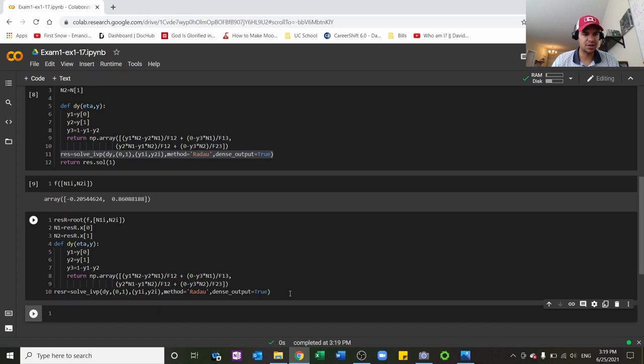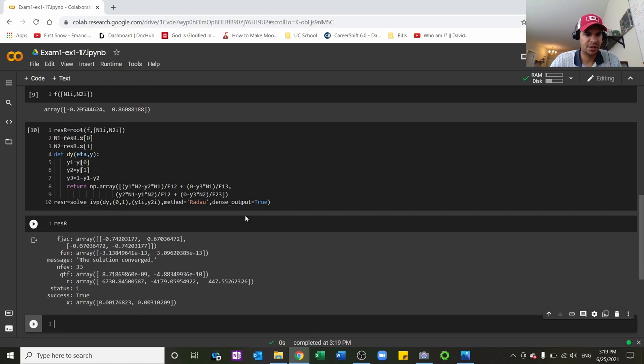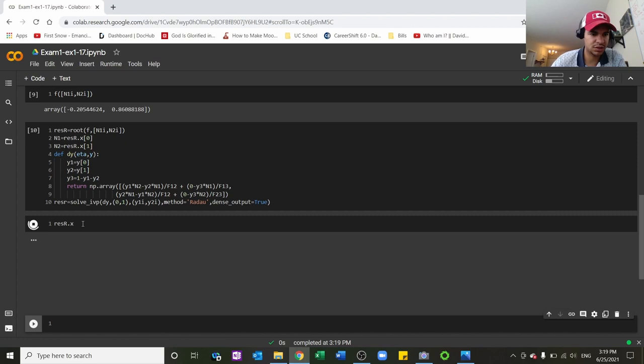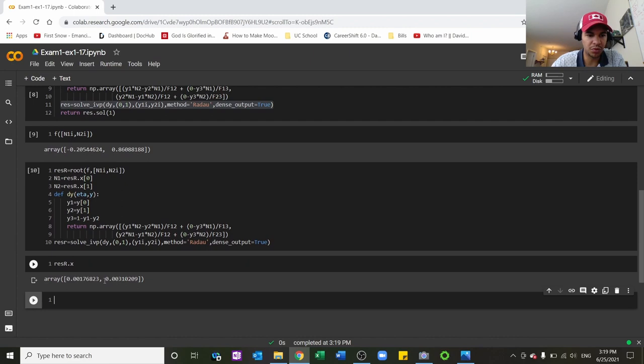So that ran. So we're going to look at our res r. So our root of the function of the initial value problem solved gave us this x array. So let's get rid of everything else. So here, these are the answers for the molar flux of acetone on the left and methanol on the right. And like our initial guess, it has order of magnitude of 10 to the negative 3, so that calculation was correct.